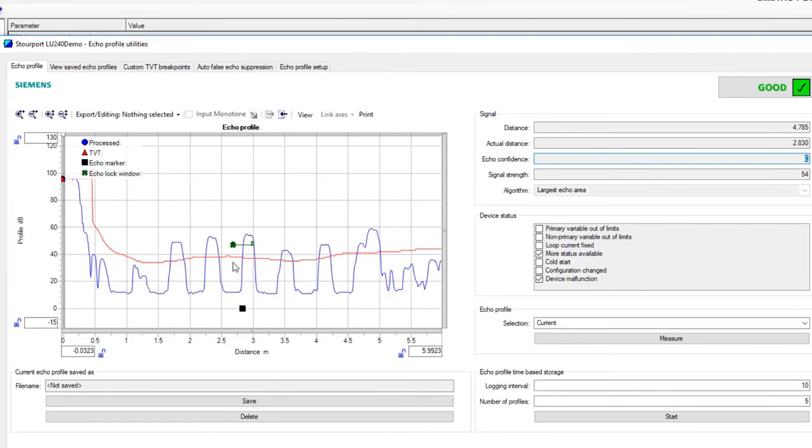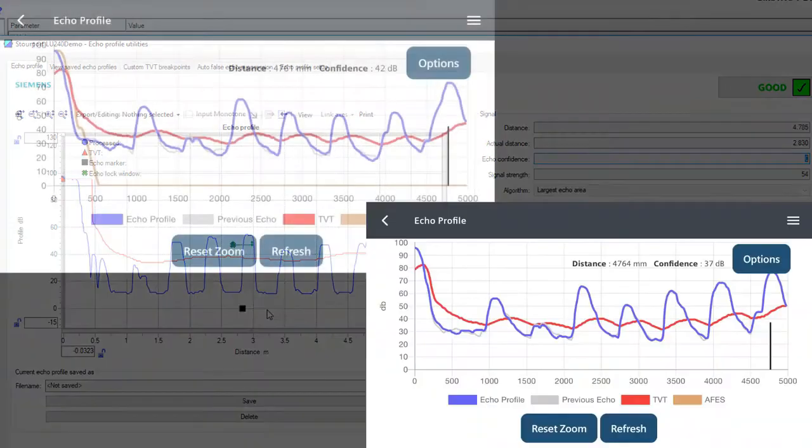Out of the box, the LU240 needs a little bit of help, but we have to remember we do have transducers with narrower beam angles, and really this is installed quite close to this structure.